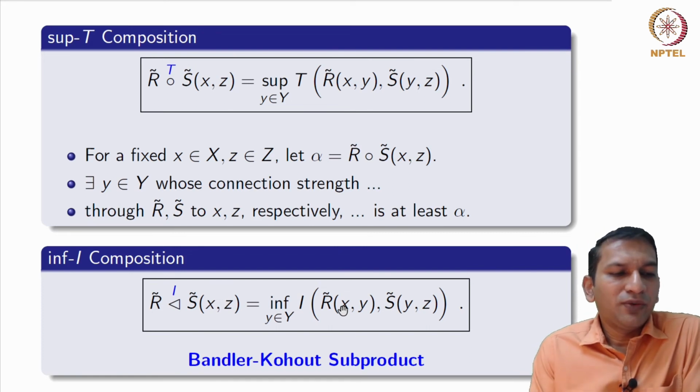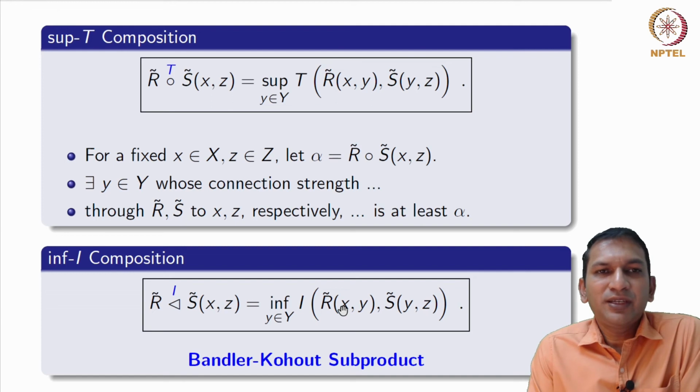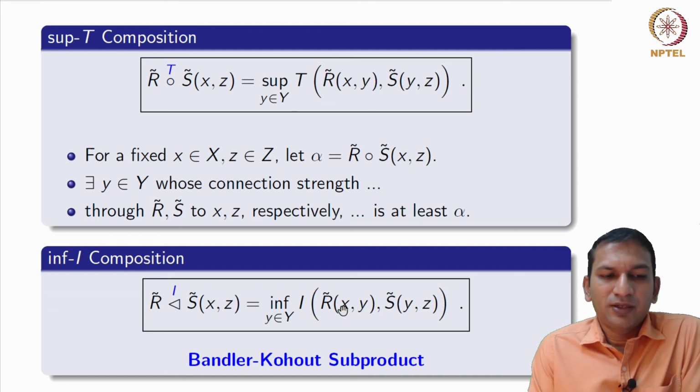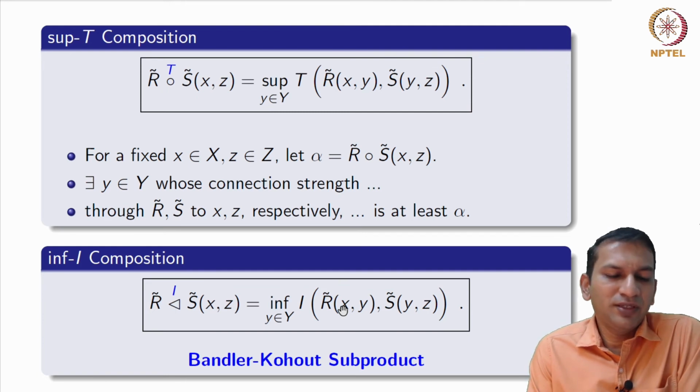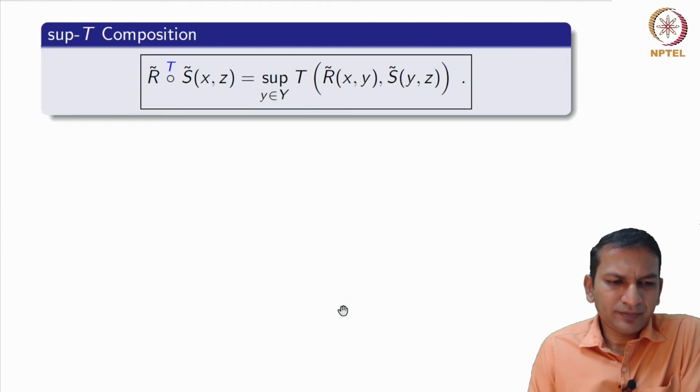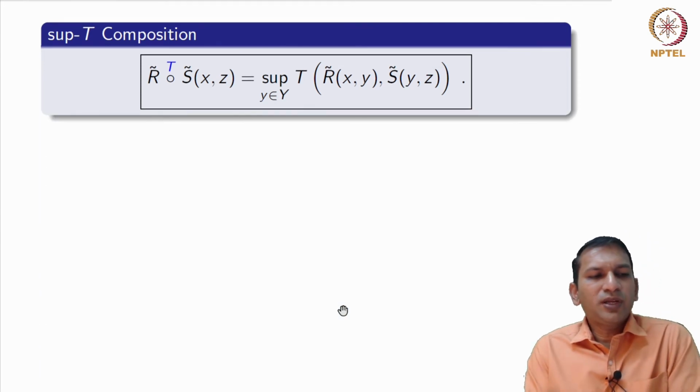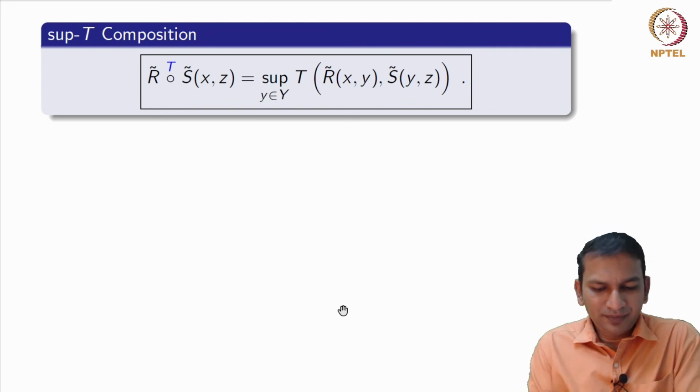Okay, so now we have come up with two different types of compositions. Now, are there others? Instead of a t-norm and an implication, can we use some other fuzzy logic operation? Yes, you can, but you need to be careful about interpreting them and where you can use them. For our purposes, these two compositions would serve more than quite well. Now let's look at properties of this composition.